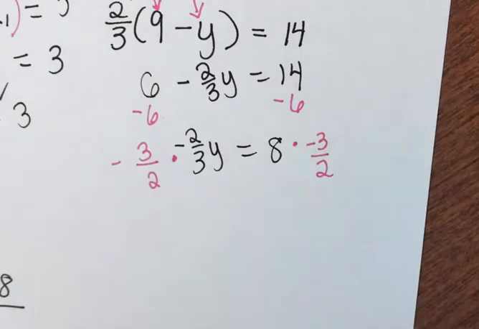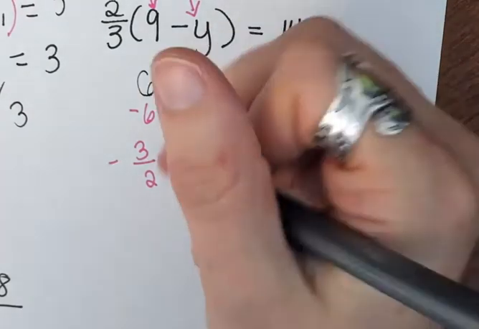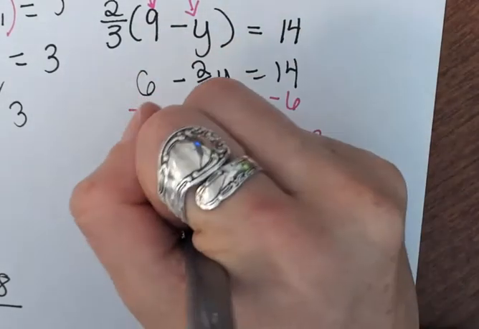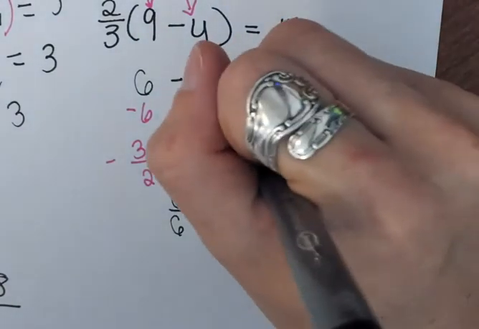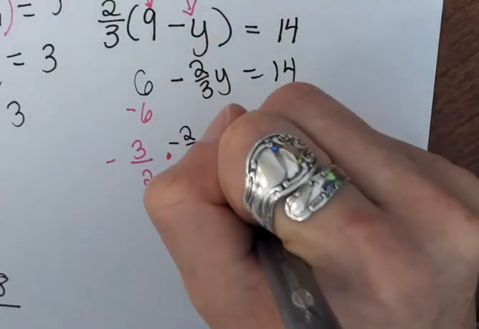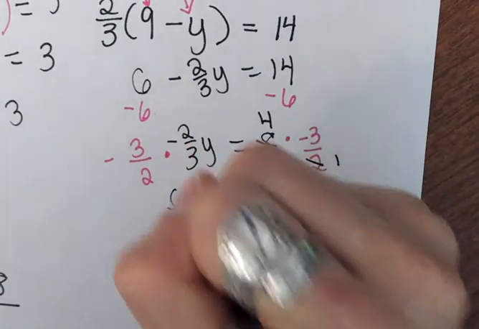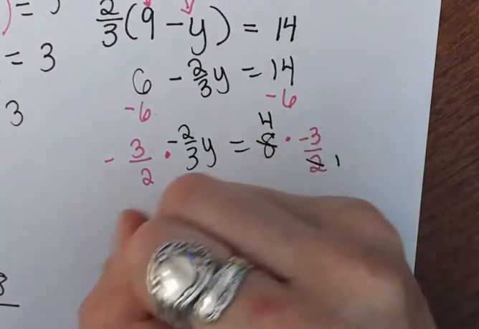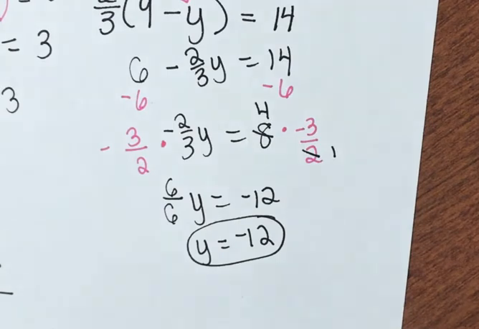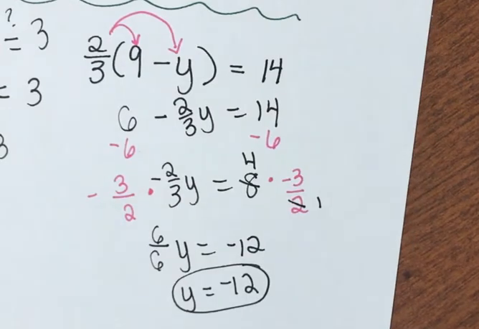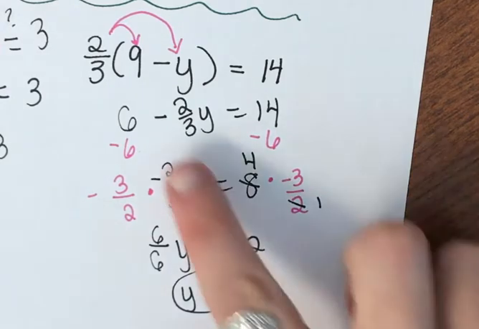So this would actually turn into, I'm just going to write this additional step down, negative 3 times negative 2, which is 6 over 6, 3 times 2. Y equals, we can cross simplify this, and then we just get negative 12. And then 6 over 6 just simplifies to a 1y, or just y. So there we go for that one. So again, first we distributed, and then we multiplied by the reciprocal after we zeroed out that 6.